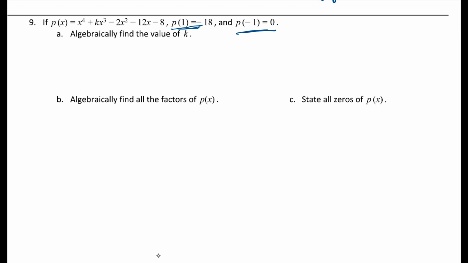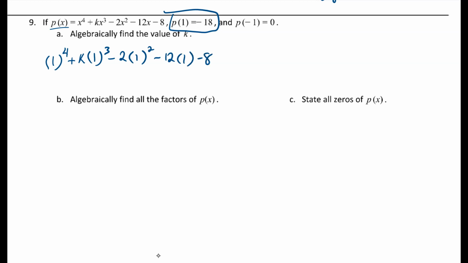It doesn't matter. This is telling me when I plug in 1 for x, I should get out negative 18 as an output. So it all should be equal to negative 18. Or when I plug in negative 1, I get out 0 as an output. Doesn't matter which point you choose. I'm going to choose this point right here. So I'm going to plug in 1, so 1 to the 4th, plus I don't know what k is. I'm solving for that coefficient. 1 cubed minus 2 times 1 squared minus 12 times 1 minus 8. And when I plug that in, this piece tells me it should be equal to negative 18. And we're going to find a k value that makes that true.